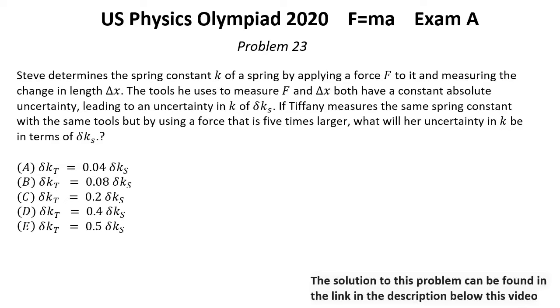K of delta Ks. If Tiffany measures the same spring constant with the same tools, but by using a force that is 5 times larger, what will her uncertainty in K be in terms of delta Ks?